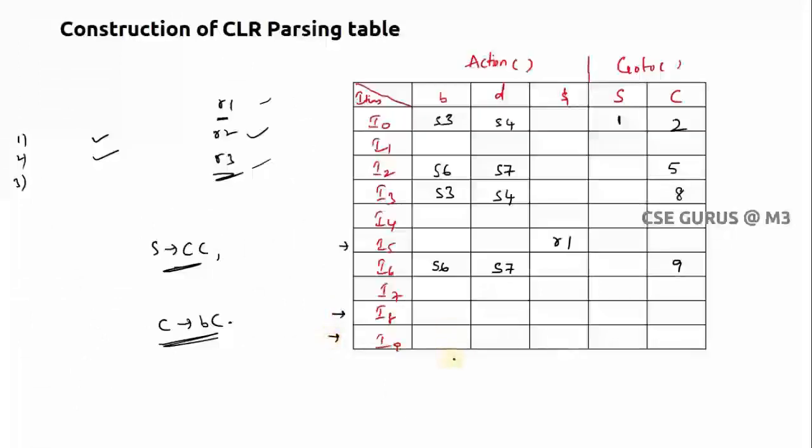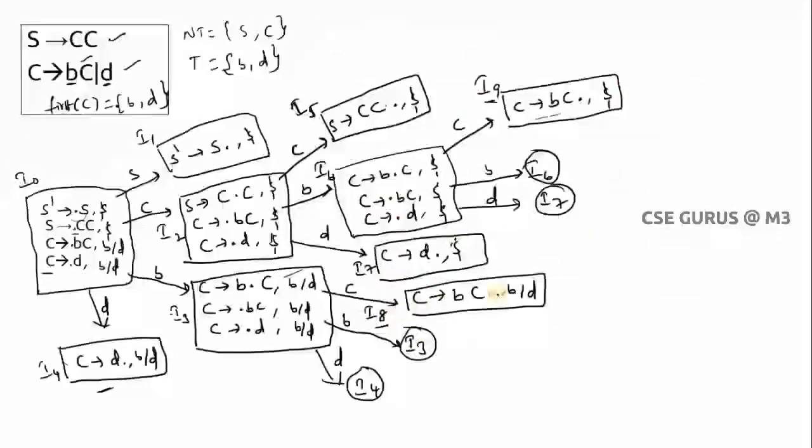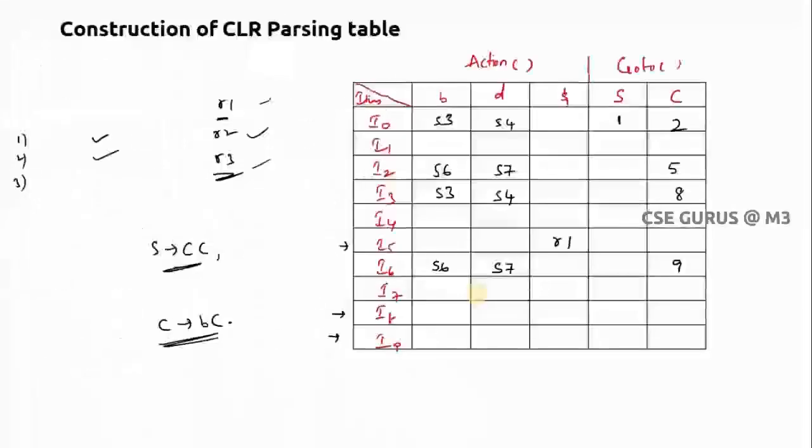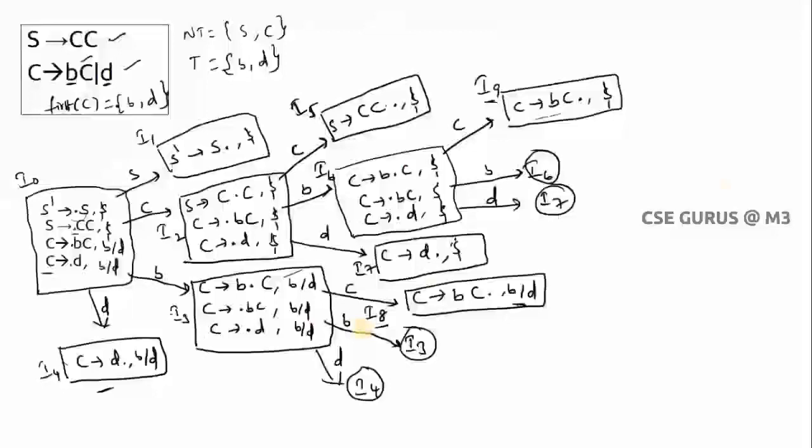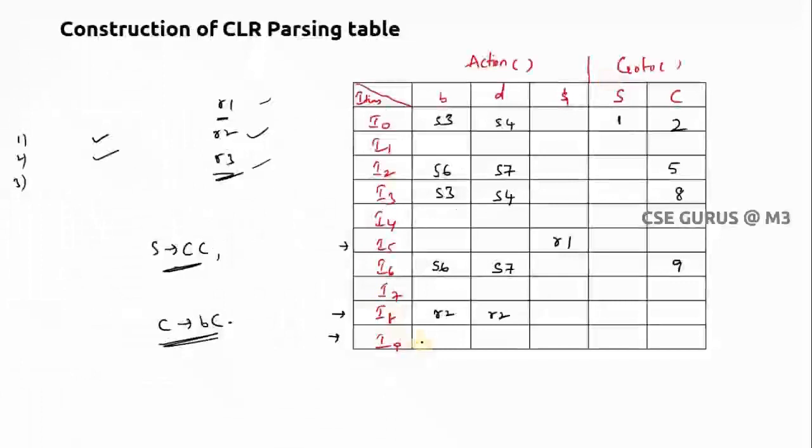In both you need to write R2. But where do you need to write it? In I8 where, and in I9 where? Very simple, this one. What you need to do is go for I8. In I8, what is the look ahead you can say? B and D. So directly go for B and D in I8, and I'll write R2. That's it. Now go to I9. In I9, C tends to BC dot is there. What is the look ahead? Dollar. So in I9, go to dollar and write R2. This much simple it is.